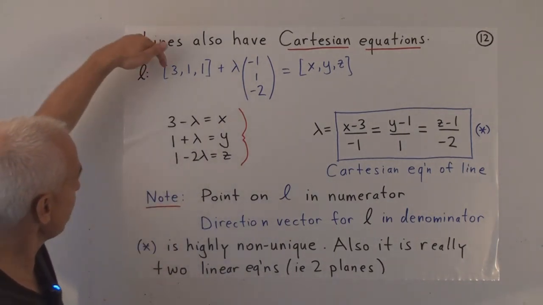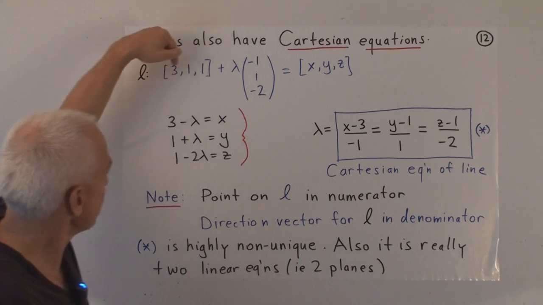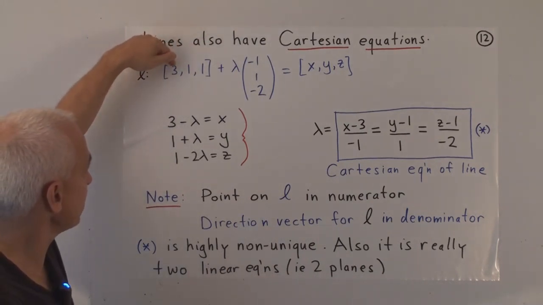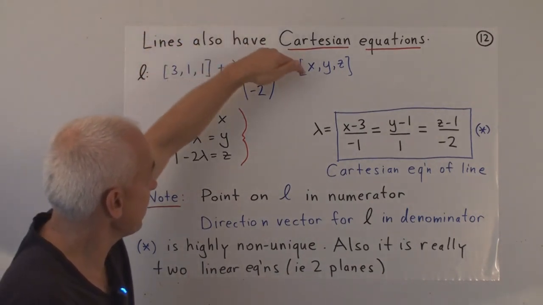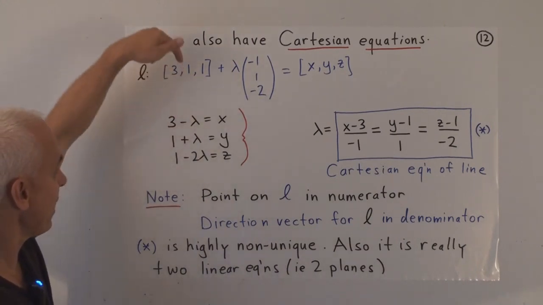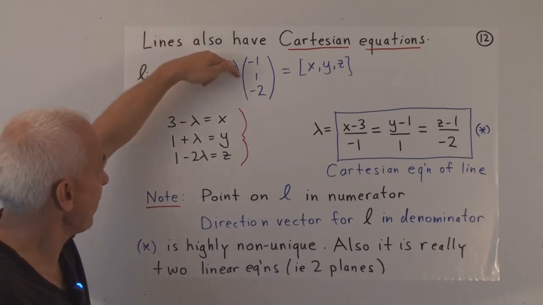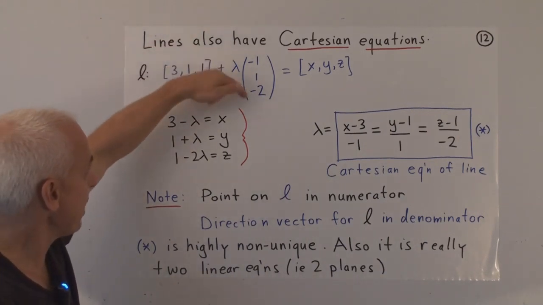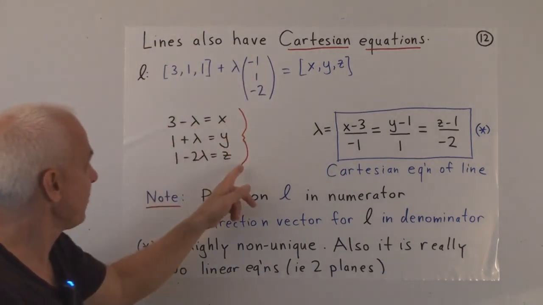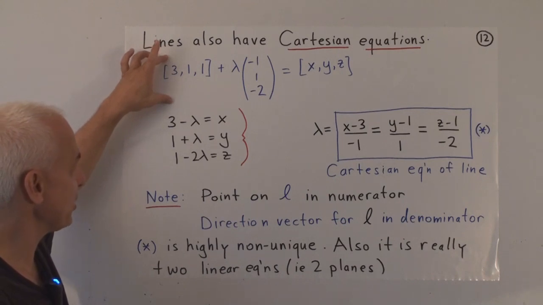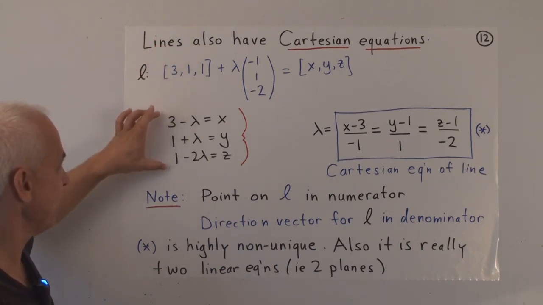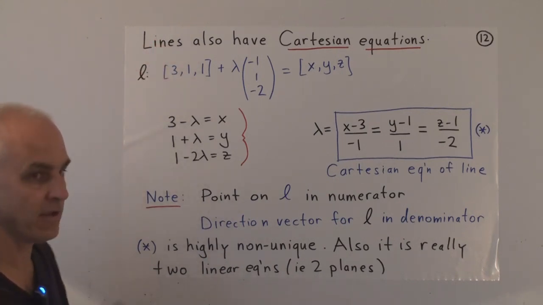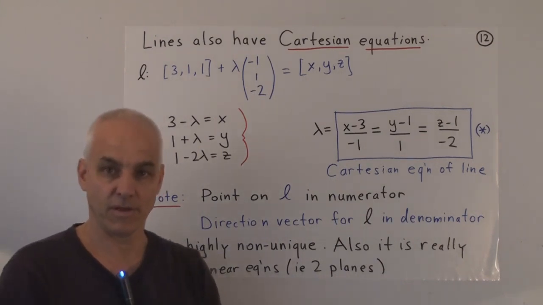So the first thing to do is to realize that there are really 3 equations here. There's one equation for the x coordinate, which is 3 minus lambda equals x. Then for the y coordinate, 1 plus lambda equals y. And 1 minus 2 lambda equals z. So this single equation involving vectors and points is equivalent to these three equations just involving the numbers.